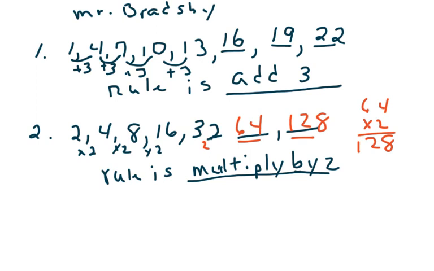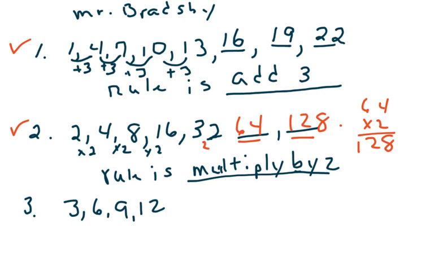So this is an example of an addition sequence. It follows a rule. Each one you add 3 to get to the next one. And this is an example of a multiplication sequence, a pattern. The pattern is multiply by 2, multiply by 2, multiply by 2. Okay.